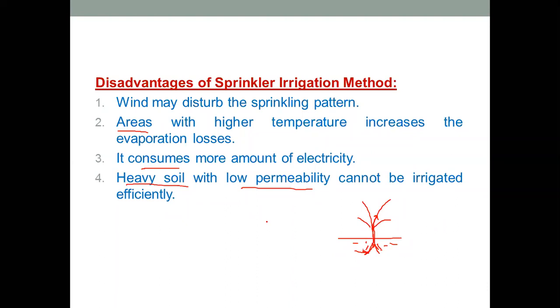But if some soil has low permeability, and as we are not flooding the entire area, the water which you provide through sprinkler irrigation may not seep or infiltrate into the soil if the soil has a very low permeability. So the effective water which is being used by the crops is reduced. So these were the disadvantages of sprinkler irrigation method.